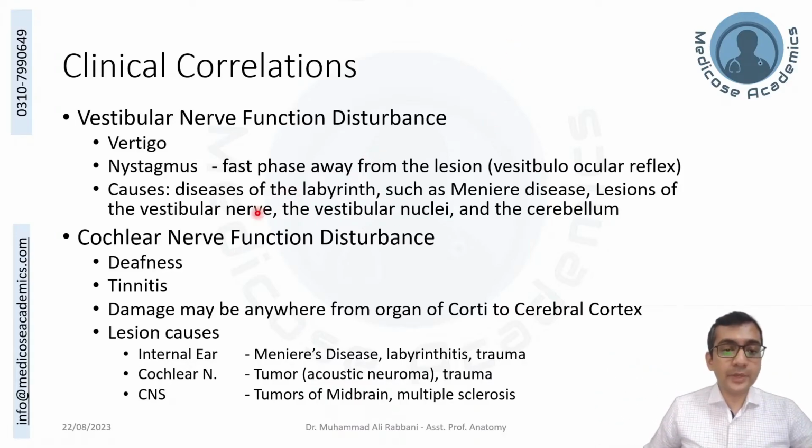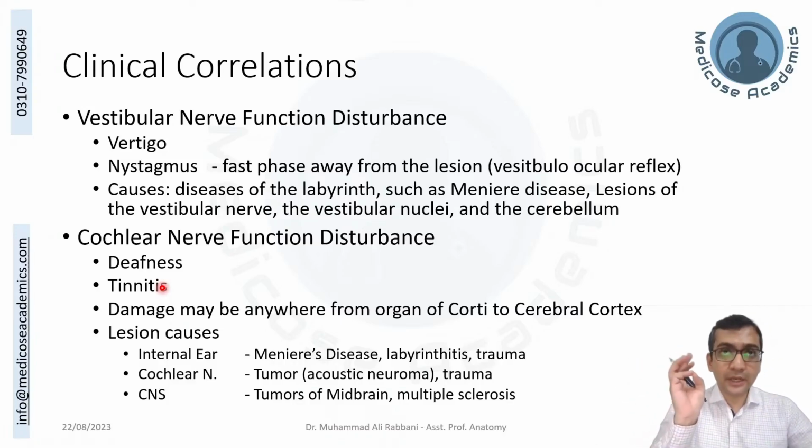The vestibular nerve may be damaged by any injury of the inner ear, that is diseases of the labyrinth, Meniere's disease, a lesion of the nerve itself, the vestibular nuclei itself, or the cerebellum itself. Damage to the cochlear nerve will lead to deafness or ringing sensations in the ear known as tinnitus. And it can be from all the way from hair cells to the cerebral cortex. The injury can be anywhere.